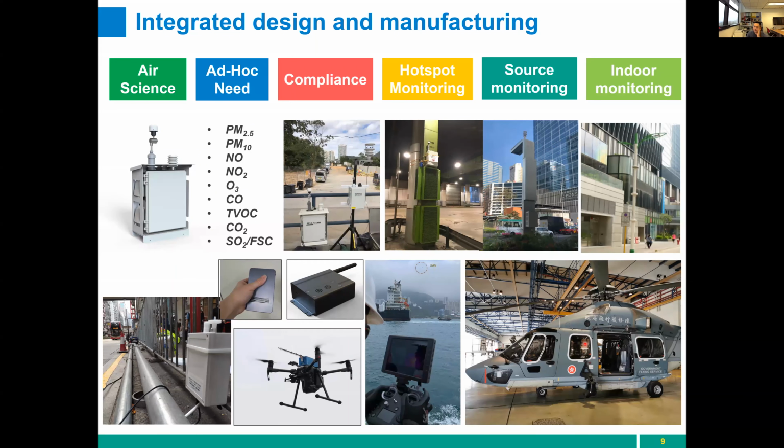We also work with the Hong Kong EPD and the Government Flying Service Department, the GFS. Our sensors are placed inside the helicopter, and the helicopter runs across different regions of Hong Kong. So we try to capture information in the sky about the air quality vertical profile. That is very important information for us to understand how air pollution is formed and how we can control it.